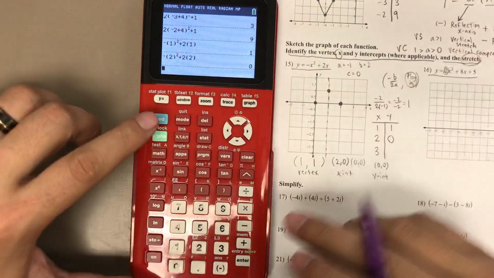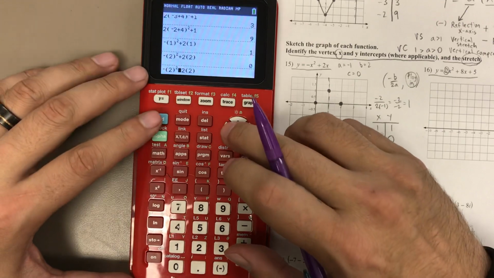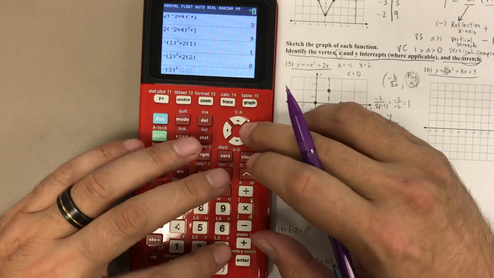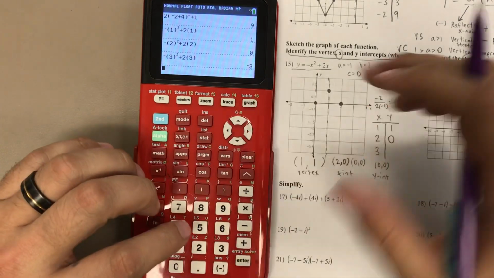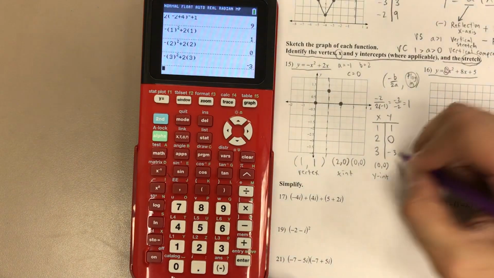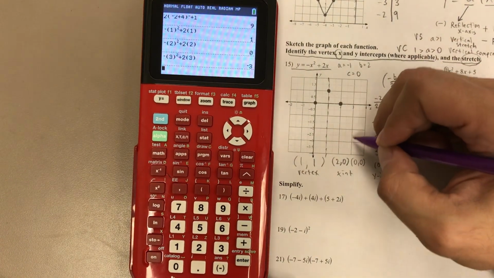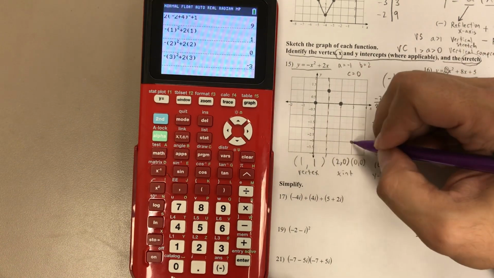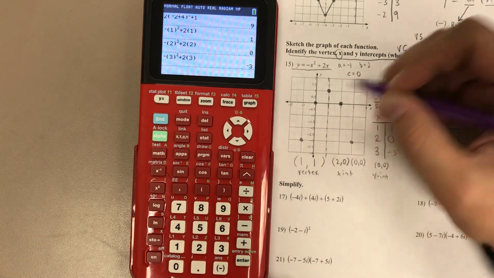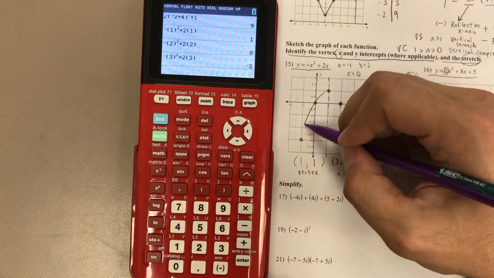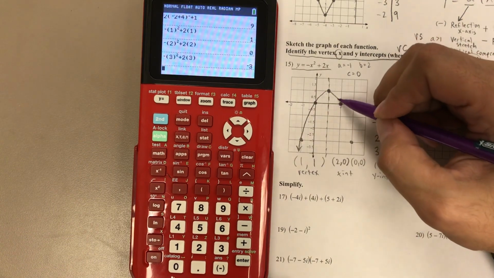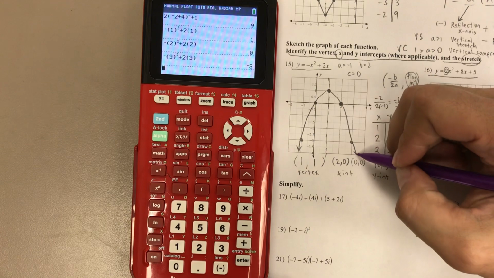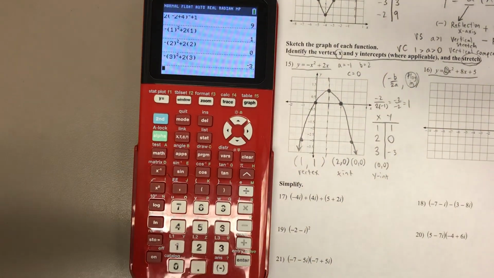Let's plug in 3 now. So second enter, and then change those 2s to 3s. And there we go, negative 3. So 3 over and then down 3. 1, 2, 3. And then reflect it over the axis of symmetry. So that's 2 away. So 2 more goes right there. And you see the U shape, or I guess it looks like a lowercase n in this case. And there's our parabola for number 15.